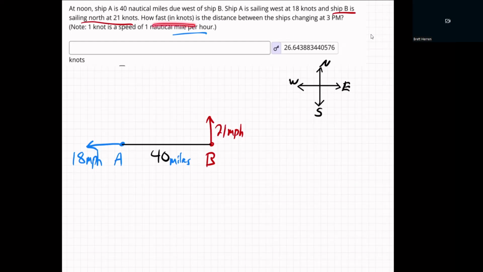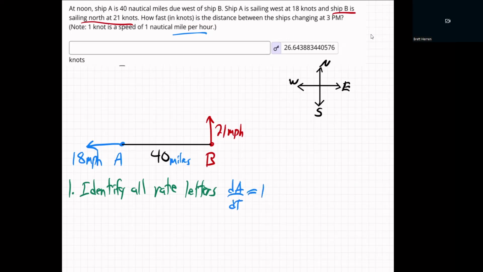And then the question is, how fast is the distance between the ships changing at 3 p.m.? Okay. So step number one, whenever we have a related rates problem, identify all rates. So all things that are mentioned with rates. Okay. Well, what do we call it? dA/dt.